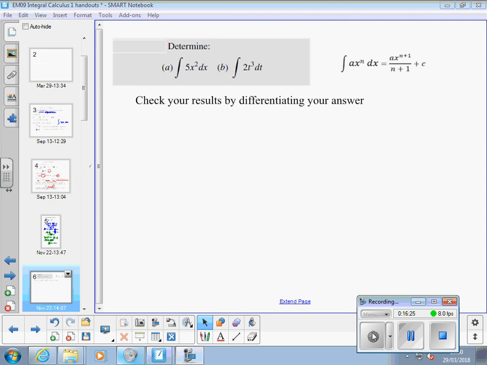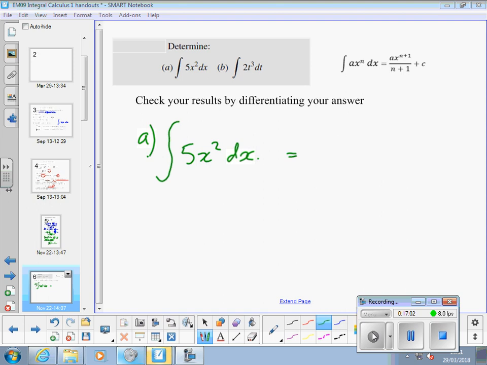Right. What we have a look at now, there's another couple of examples. Well, we'll just check these ones by differentiating back and seeing if we end up back where we started. Right, so A, integral of 5x squared dx. So if we integrate, what's that equal to? 5x cubed over 3 plus c.